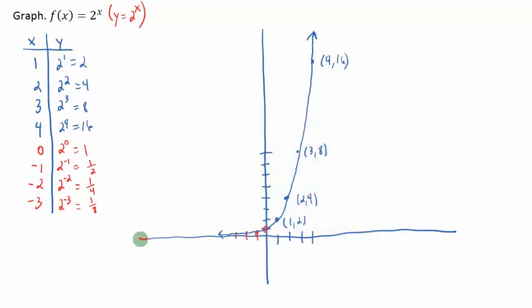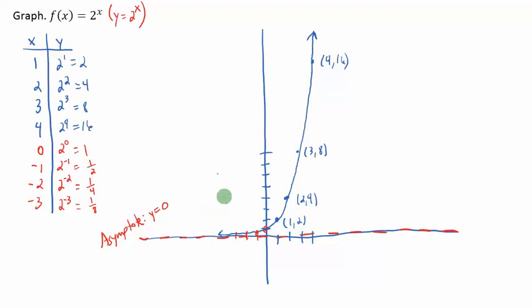So the x-axis in this particular case is an asymptote. Your graph approaches it. And that line, that x-axis, that asymptote, is represented by the equation y equals 0, because it's a horizontal line where y is 0.